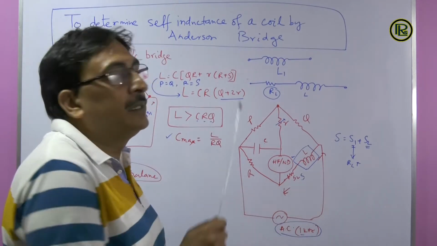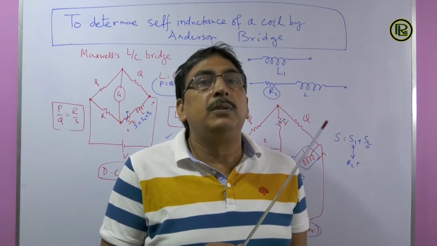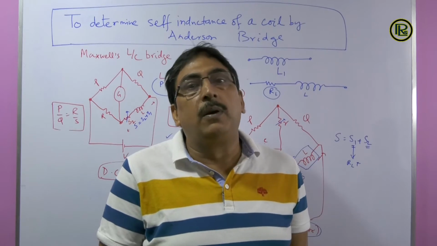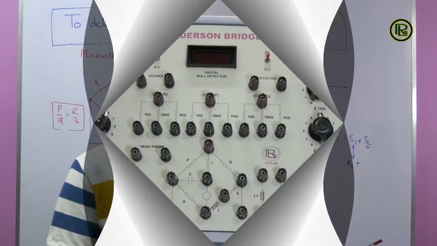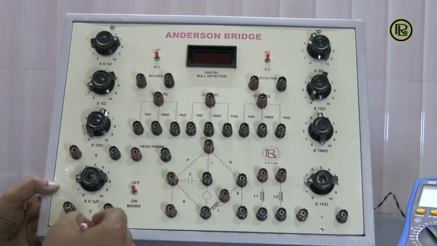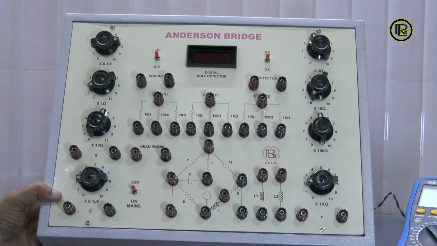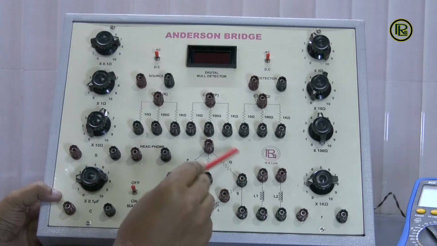Working formula is here. First we will do the DC balance, and then we will do the AC balance for a particular inductor coil. So now let's do the experiment. This is the experimental trainer board for us, Anderson bridge. So the bridge connections are the following.